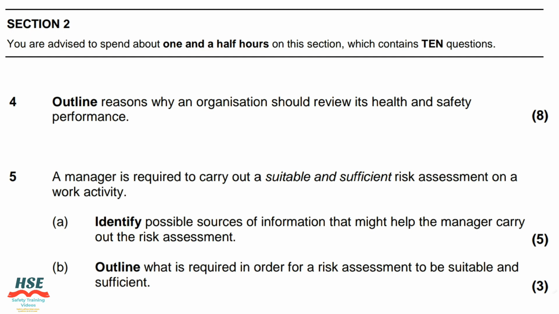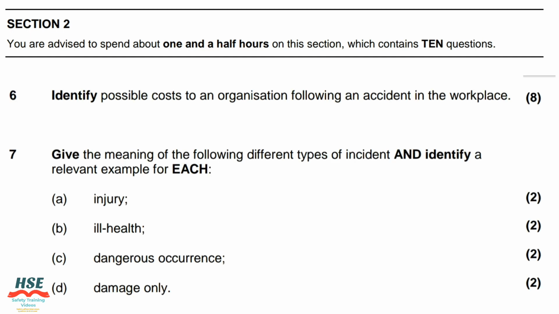3 marks question. 6. Identify possible costs to an organization following an accident in the workplace. 8 marks question. 7. Give the meaning of the following different types of incident and identify a relevant example for each. A. Injury. 2 marks question. B. Ill health. 2 marks question. C. Dangerous occurrence. 2 marks question. D. Damage only. 2 marks question.